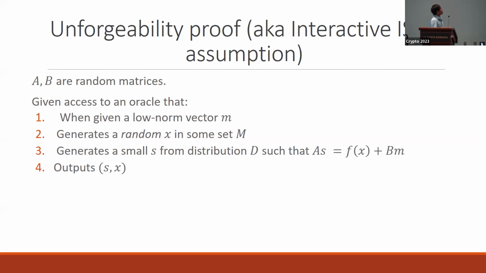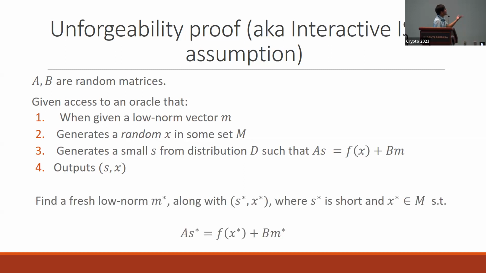Maybe I'll spend a few minutes on the unforgeability proof. So to prove unforgeability, we're given access to this oracle, which creates signatures. Basically, given a low norm vector M, it generates a random X and samples a short S such that AS is equal to f of X plus BM.